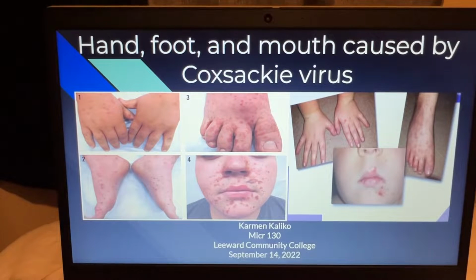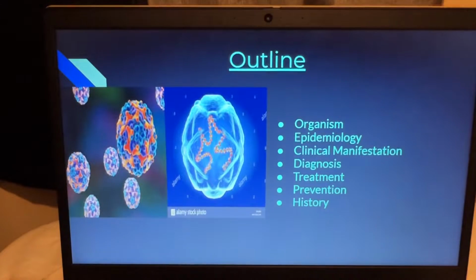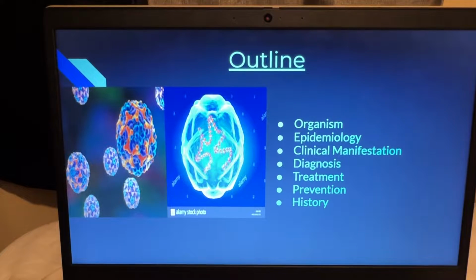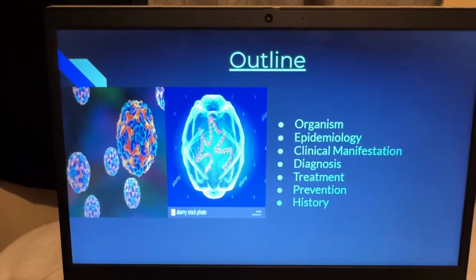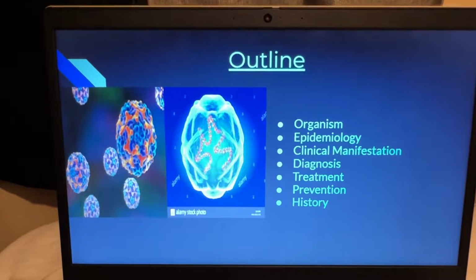For my microbiology class, I'll be talking about hand, foot, and mouth disease caused by the Coxsackie virus. This would be my outline, and throughout my presentation, I'll be talking about the organism, the epidemiology, clinical manifestation, the diagnosis, treatment, how you can prevent it, and a little bit of the history.